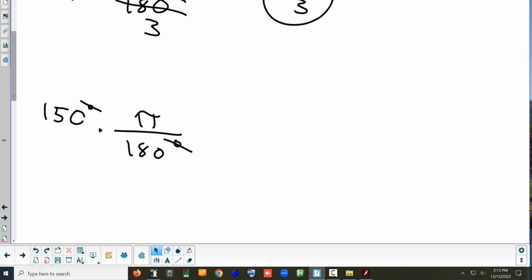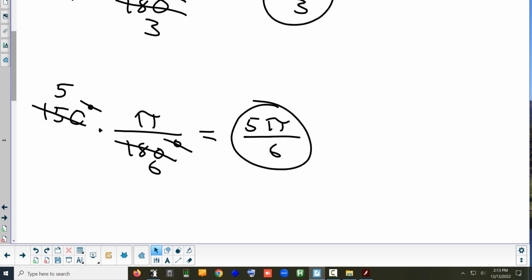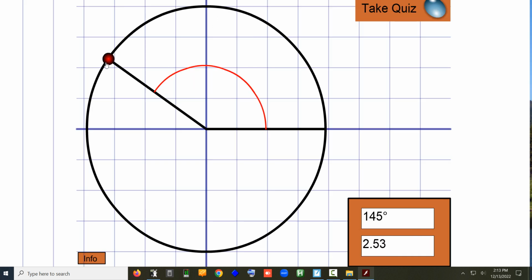Let's cross that out. Now let's reduce our numbers. What goes into 150 and 180? 30. How many times? 5. And here? 6. So what's your final answer? 5 pi over 6. There you go. I can show you that one too. So let's go to 150. You notice it changed to 5 pi over 6. Any questions on that one?